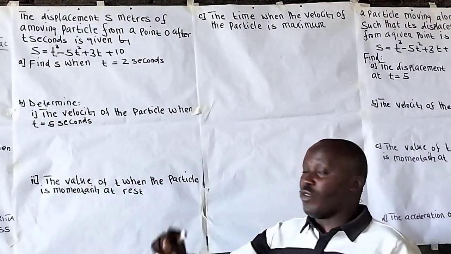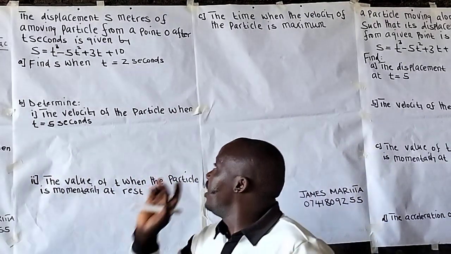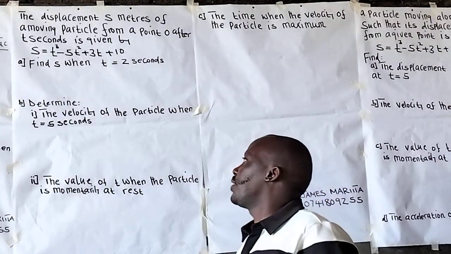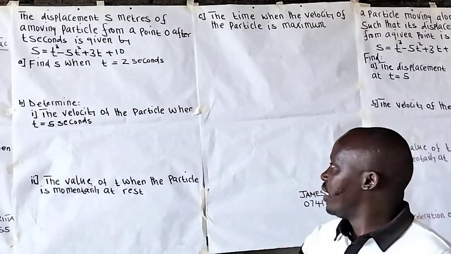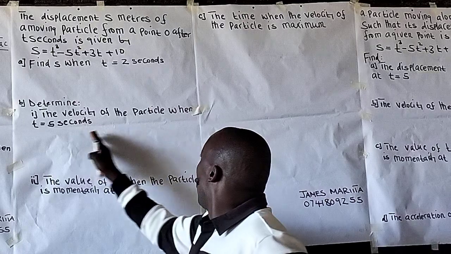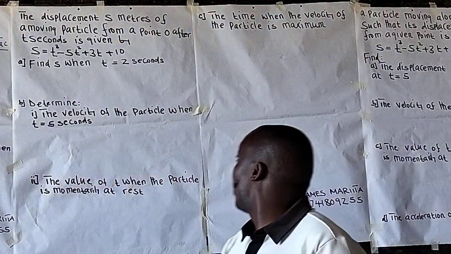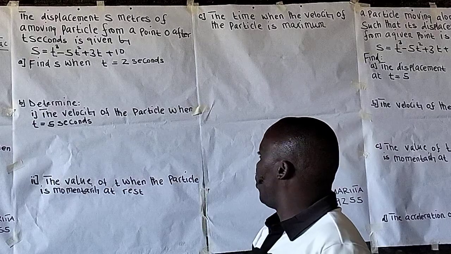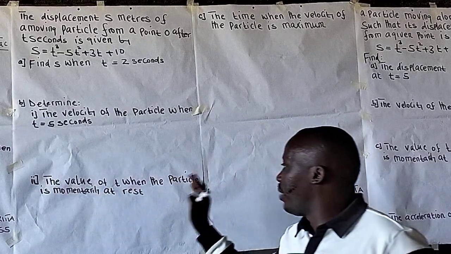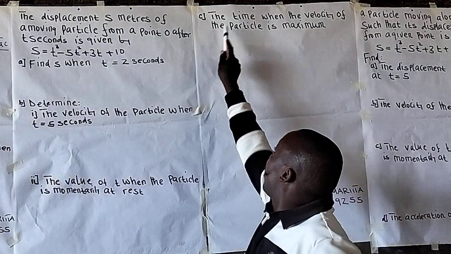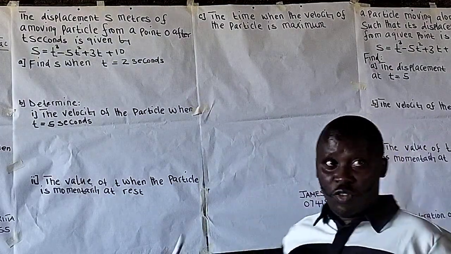From this one here, we are supposed to find the distance when the value of t is equivalent to 2 seconds. We are supposed to get the velocity of the particle when the value of t is equivalent to 5 seconds, and then finally we have the value of t when the particle is momentarily at rest. Then part C, we are supposed to calculate the time when the velocity of the particle is minimum.